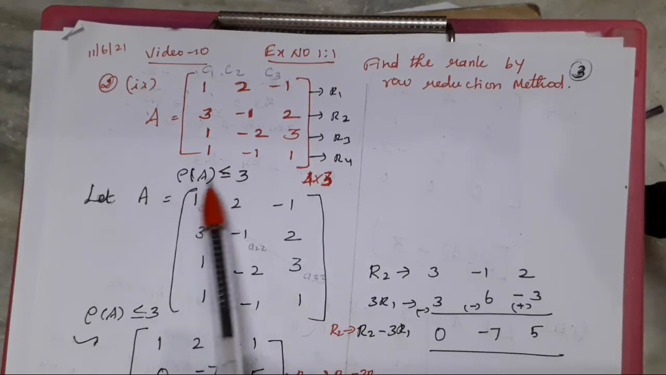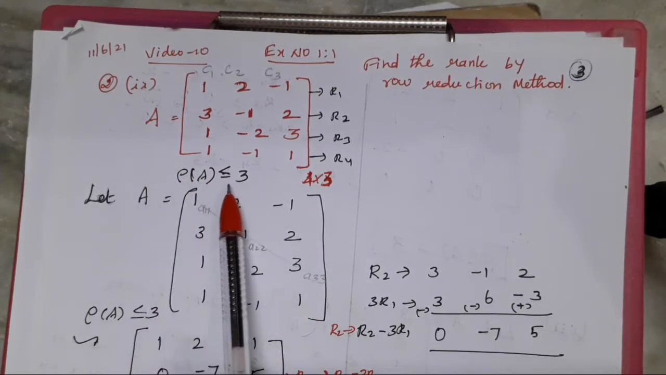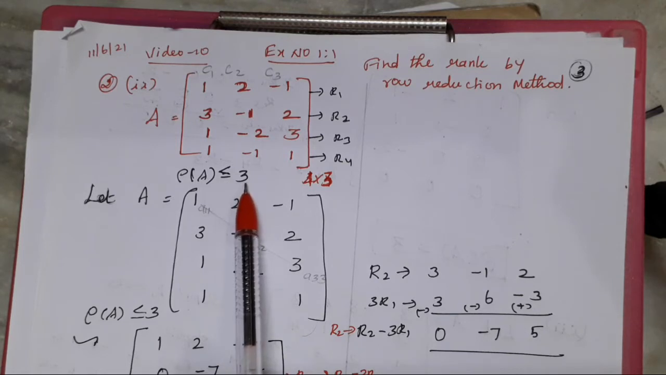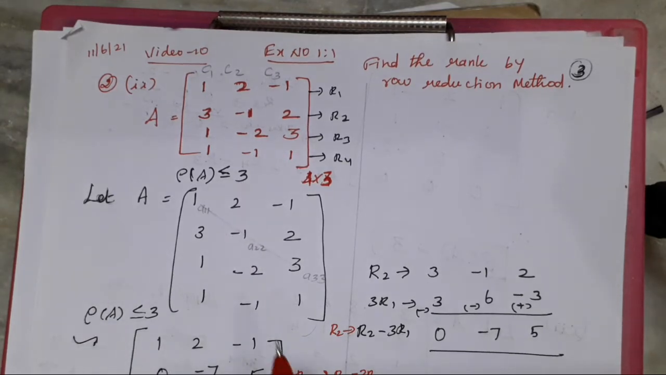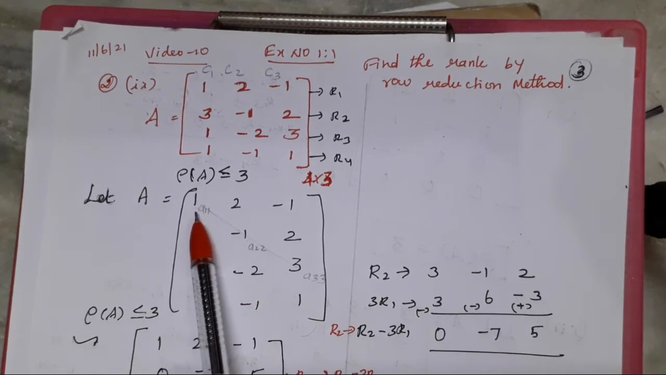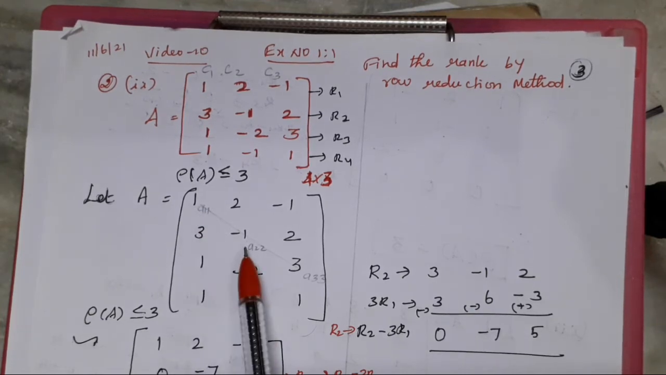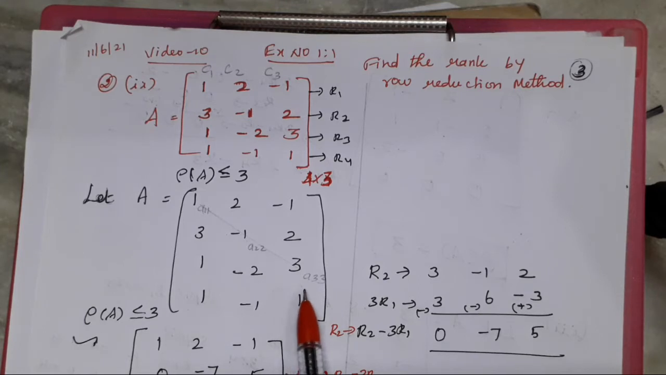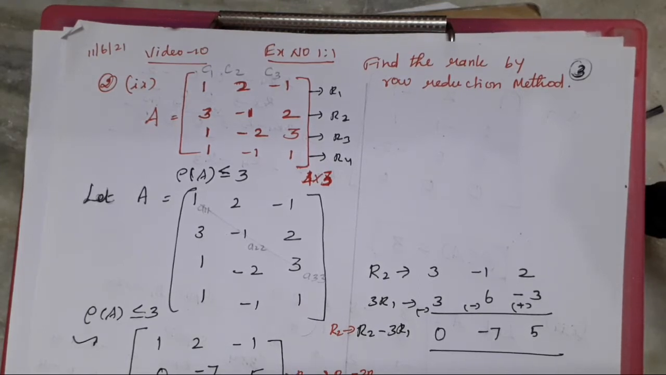So the rank of A is either 3 or less than or equal to 3. Now let A equal to, I write the question. I already told you for the first one like that. This 1 is A11, this minus 1 is A22, and 3 is A33. This is nothing but the main diagonal or leading diagonal.